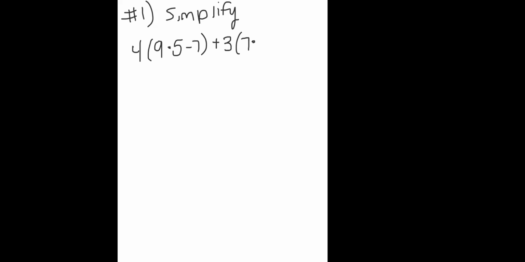So first question says, use the rule for order of operations to simplify the expression as much as possible. So we have 4 times (9 times 5 minus 7) plus 3 times (7 times 8 minus 41).